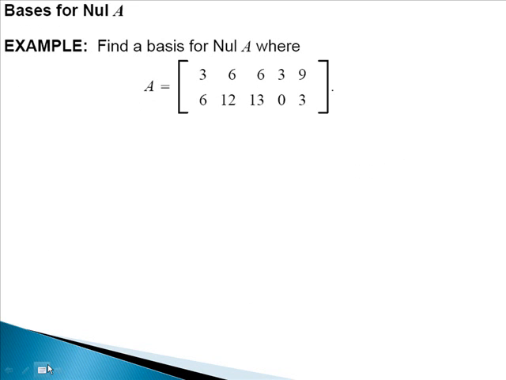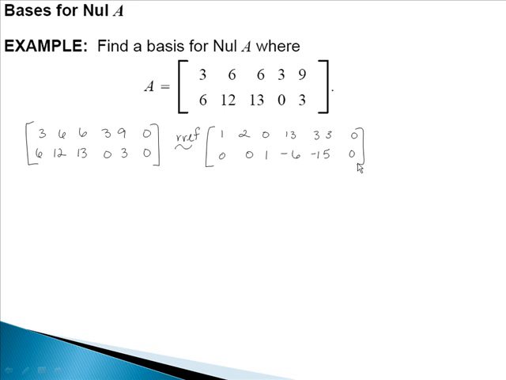Now we want to look at a basis for the null space of A. In this example, we're going to find a basis for the null space of A, where A is defined as this matrix here. The first thing we want to do is set up our augmented matrix where we have it equal to 0, since the null space is the solutions to Ax = 0. So here is our augmented matrix, and we want to row reduce it to get this matrix here. Now as we set up to find our general solution, we see that we have pivots in the first column and the third column, and we have free variables in the second, fourth, and fifth columns.